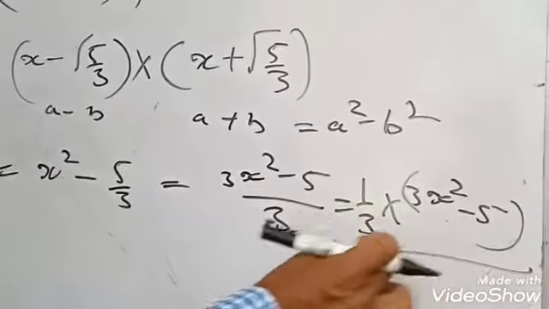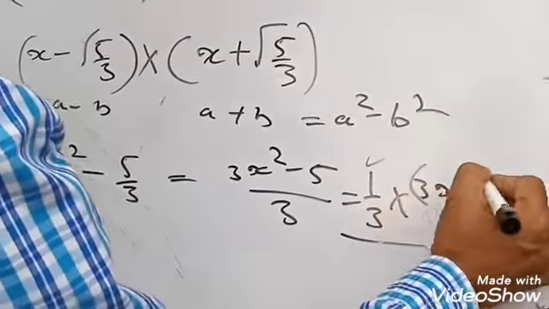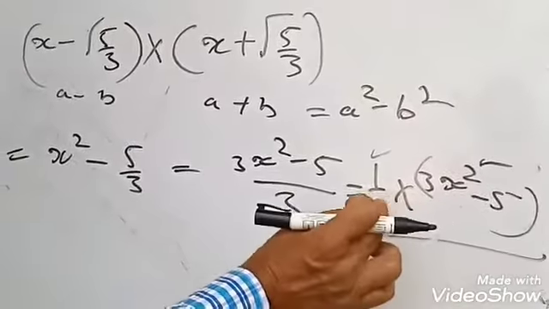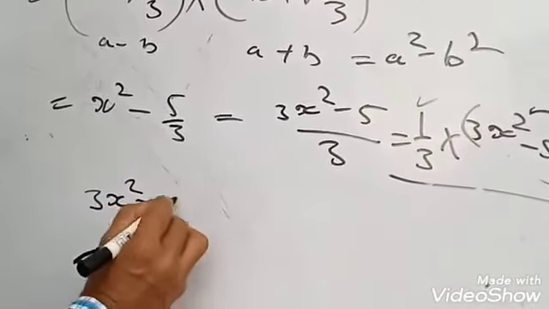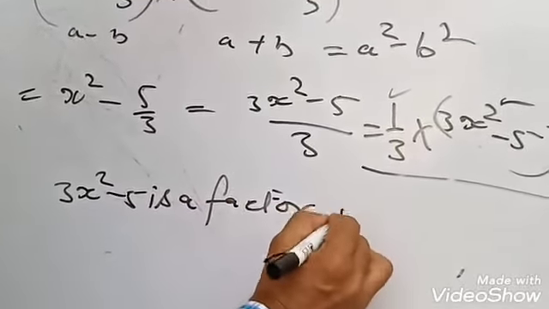If these are in the multiplication form, it may be a factor also. So from here we find that 3x square minus 5 is a factor also.